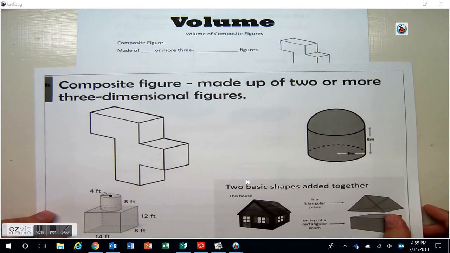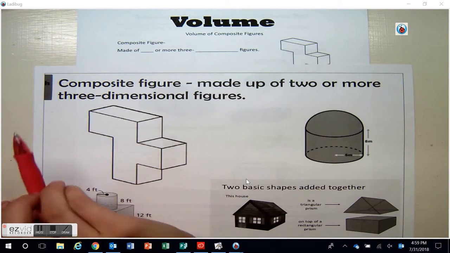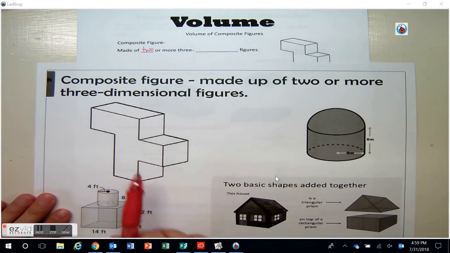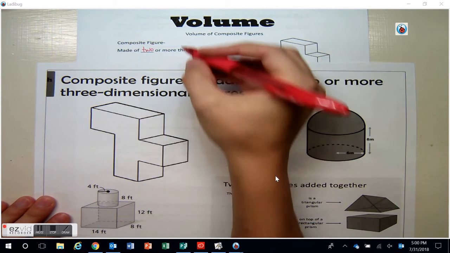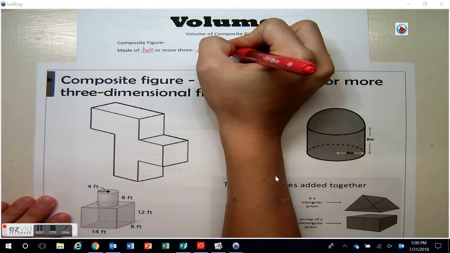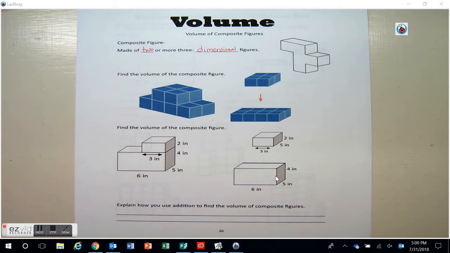Okay, so let's go ahead and fill in our first piece: a composite figure is made up of two or more three-dimensional figures.